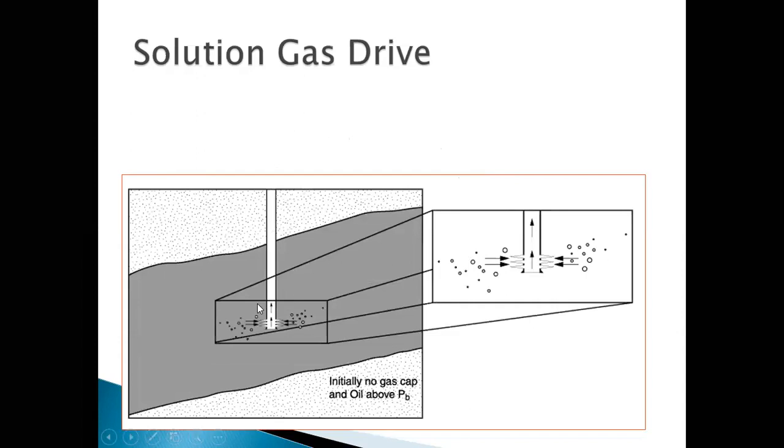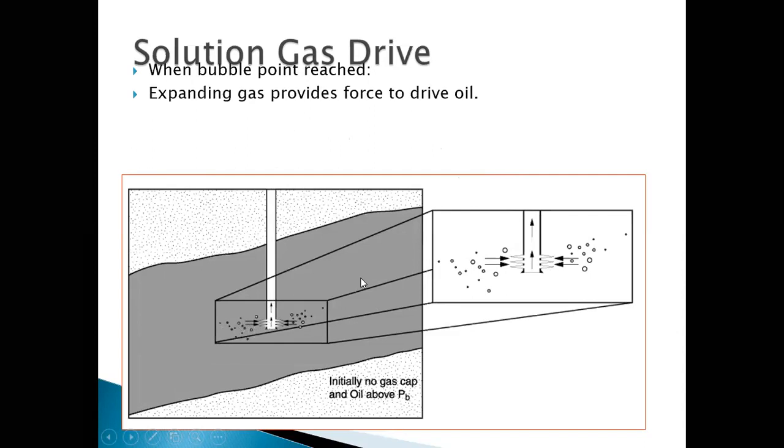Here you see that near the oil, there are small bubbles of gas coming out. After the bubble point is reached, you see these bubbles, but before that, no. Before that, it is all oil. But after the bubble point is reached, some gas comes out and it helps to drive the oil out. So expanding gas provides force to drive the oil. This is the solution gas drive.